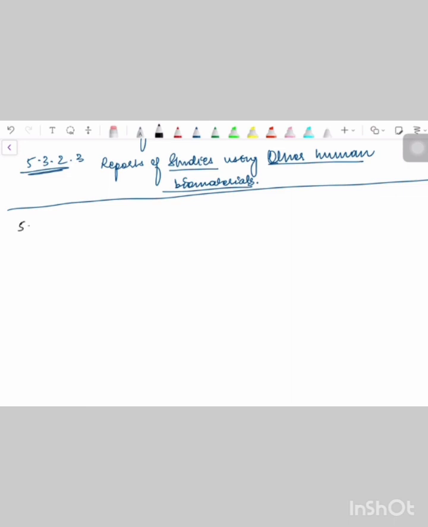So here is the end of subsection 2, that is report studies pertinent to pharmacokinetics using human biomaterial. Next comes 5.3.3, that is reports of human pharmacokinetic studies.